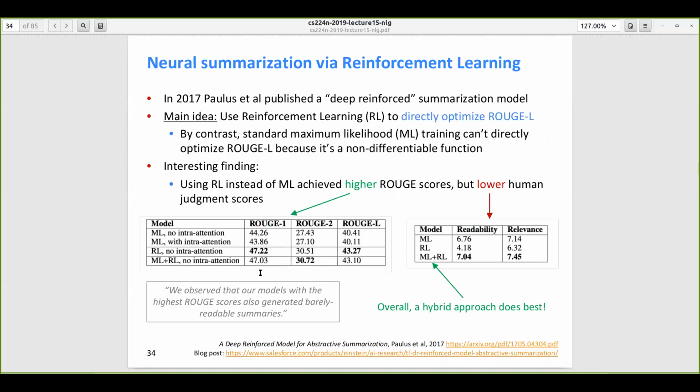These are some results about what they noticed when they used reinforcement learning. As we can see here, using reinforcement learning instead of ML has produced better ROUGE scores, but the problem is that it didn't do well for human judgment scores. While ML has 6.76 for readability, RL has 4.18. But what's interesting here is that the hybrid model, ML plus RL, has produced the best score here, 7.04.